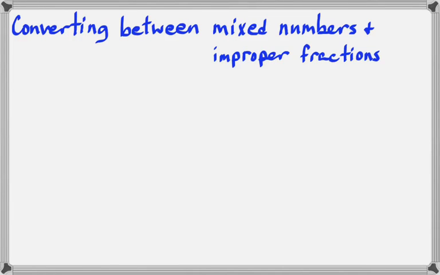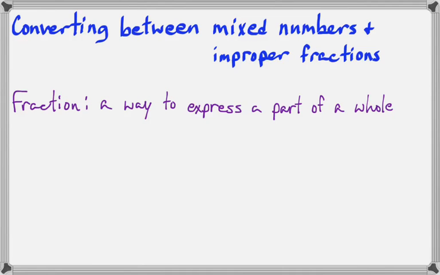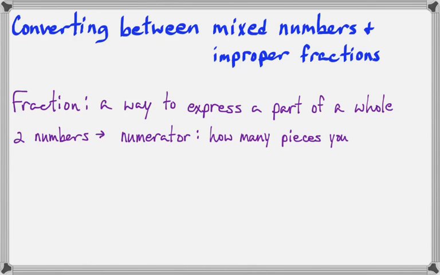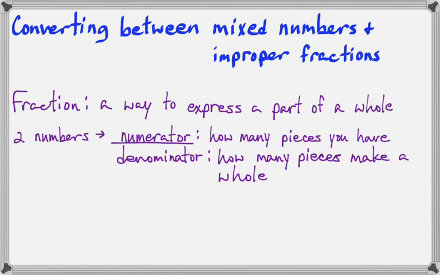In this video, we're going to look at converting between mixed numbers and improper fractions. A fraction is a way to express a part of a whole. And as you know, it has two numbers: a top number called the numerator that tells you how many pieces you have, and a bottom number called the denominator that tells you how many pieces it takes to make the whole thing.